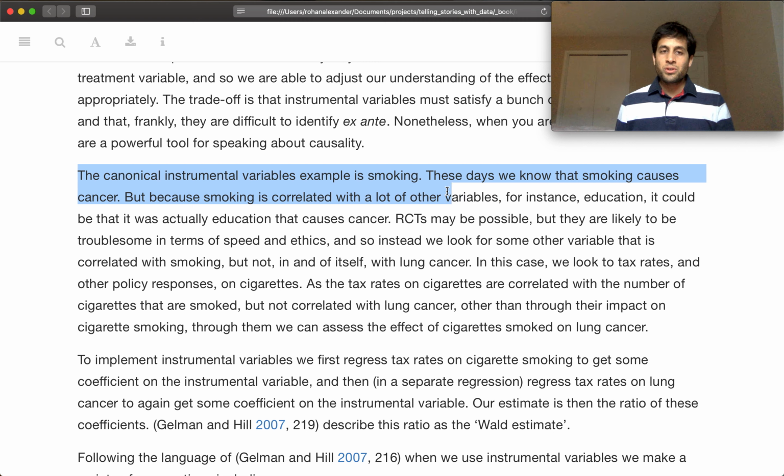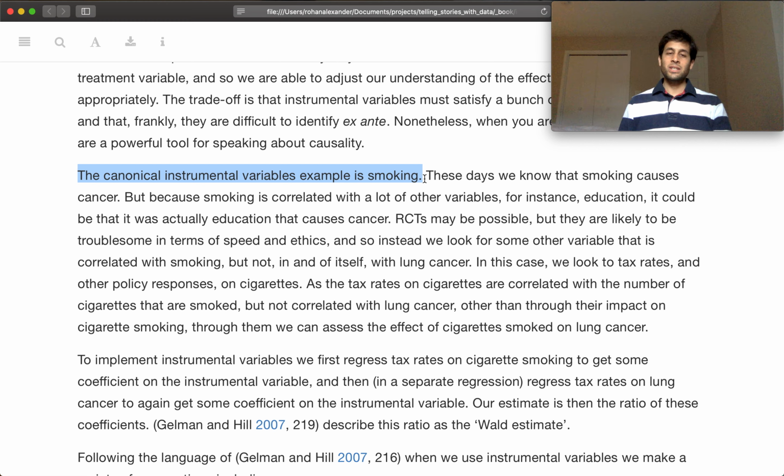Now, the go-to example here is smoking. These days we all sort of know that if you smoke, then your chance of getting cancer and a whole bunch of other associated health issues is worse. In general, we can say that if you smoke, then it's fairly likely that later on your health is going to be worse than if you didn't smoke. We know that.